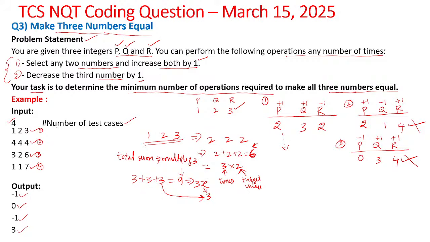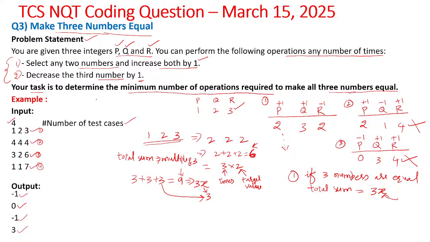So the first observation made from this is, I am just writing here: if the 3 numbers are equal, then what happens? Their total sum should be equal to 3 times a target value x. This x we need to determine here.